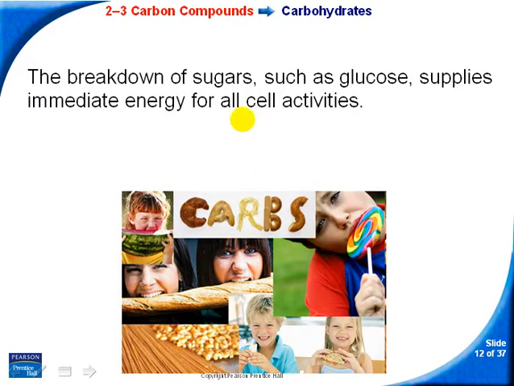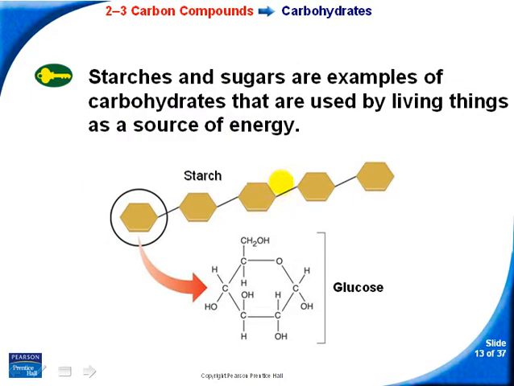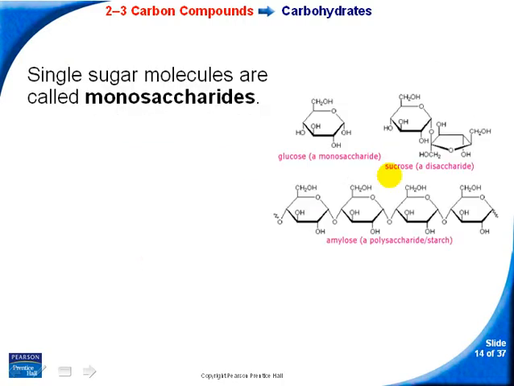We'll talk about that. And the breakdown of sugars, such as glucose, which is a carbohydrate, supplies immediate energy for all cellular activities. And living things could store extra energy in carbohydrates called starches. So here you can see a glucose molecule is a very small molecule, and if you put enough glucoses together, you end up with a starch. So starches and sugars are used by living things as a source of energy. This is immediate energy, and this is more long-term stored energy in the starch.